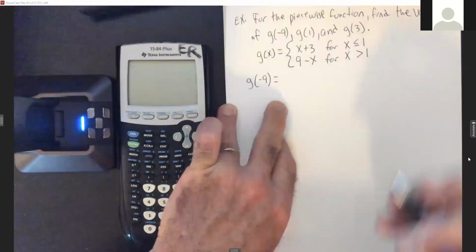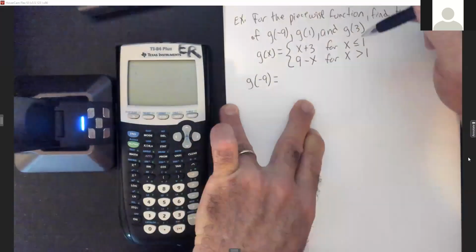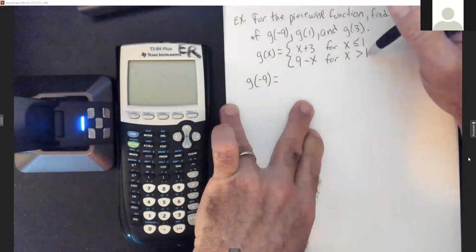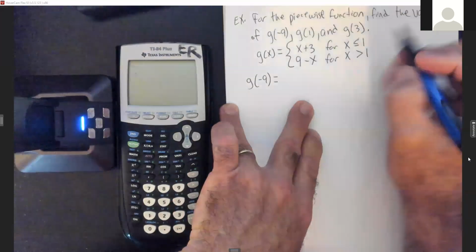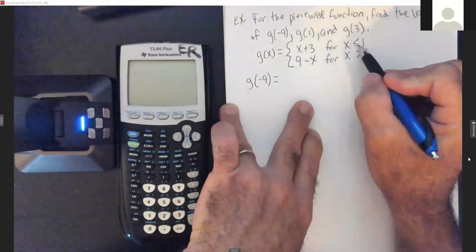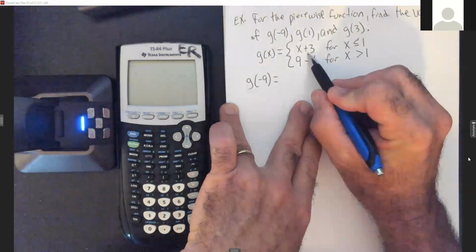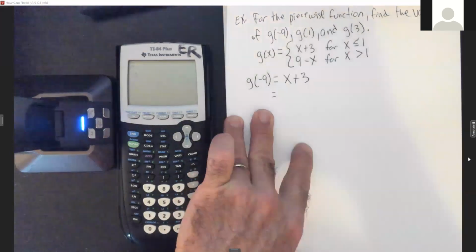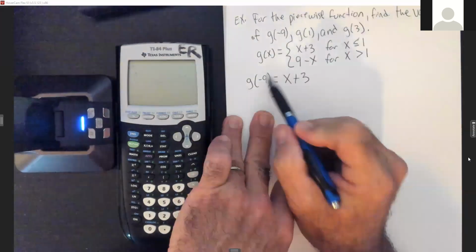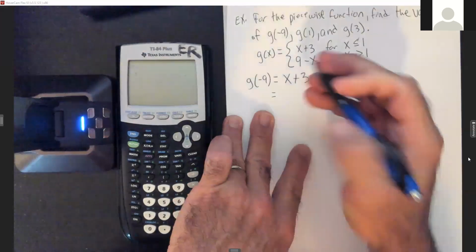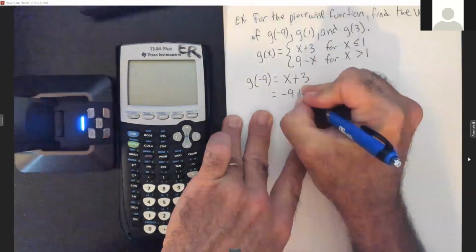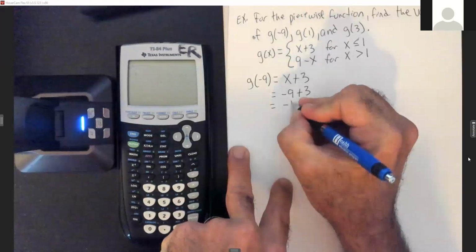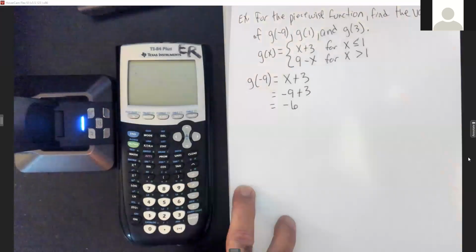First of all, we've got to figure out, is -9 less than or equal to 1, or is -9 greater than 1? And y'all, -9 is less than or equal to 1, so I'm going to use this equation. So I picked that x plus 3 equation. But remember, it told us to take our number and put it in for that x. So this will be -9 plus 3, and then -9 plus 3 gives me a -6. So g of -9 will be a -6.